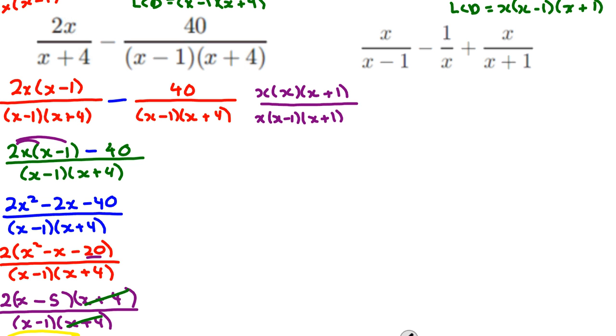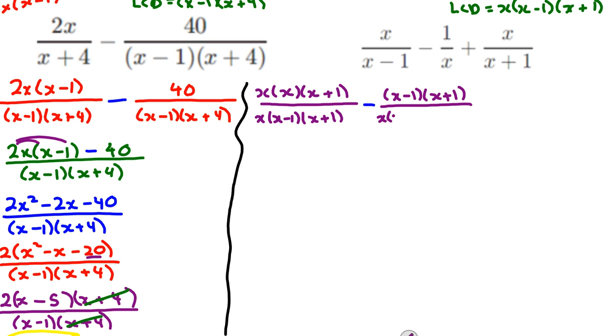What you might want to do as well is separate this out so that we don't get the questions mixed up. Then it's minus 1 over x. So we need to multiply the top and bottom by x minus 1, x plus 1 to make the LCD happen. So 1 times that is just x minus 1, x plus 1. It's easy enough. Over x brackets x minus 1, x plus 1.